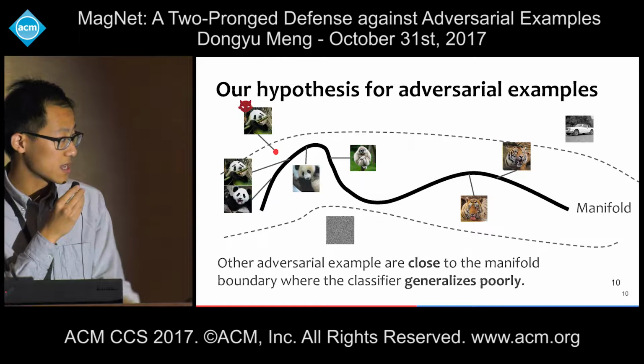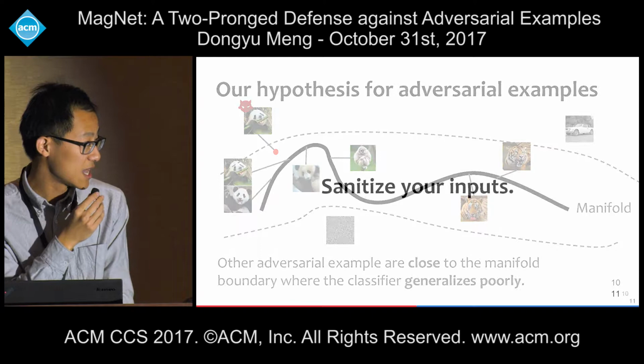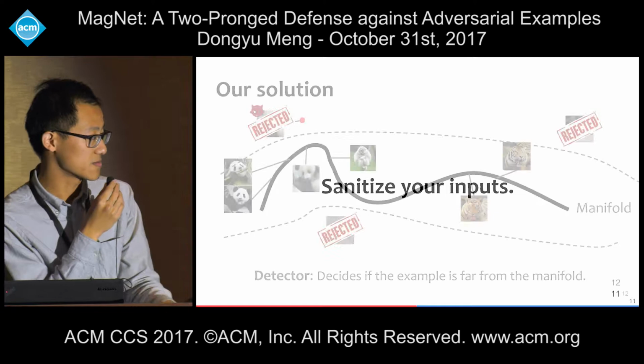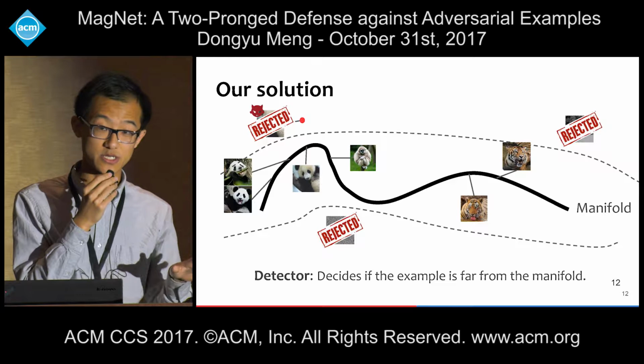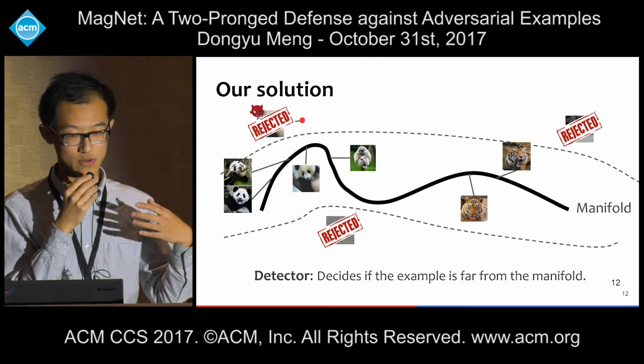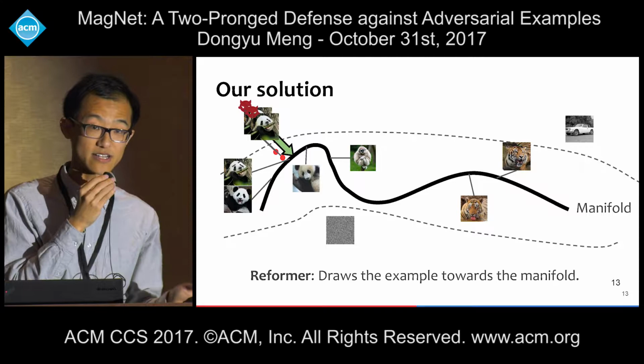Okay, with regard to our hypothesis, we have a simple reply to the problem of adversarial examples, which can be summarized as: sanitize your inputs. What do I mean? More specifically, for these examples that are really far away from the manifold, there's no point in forcing our network to make a decision on these examples. Therefore, we want to detect and reject these inputs, and we call this part of our framework a detector. We can, in fact, deploy multiple detectors in our defense.